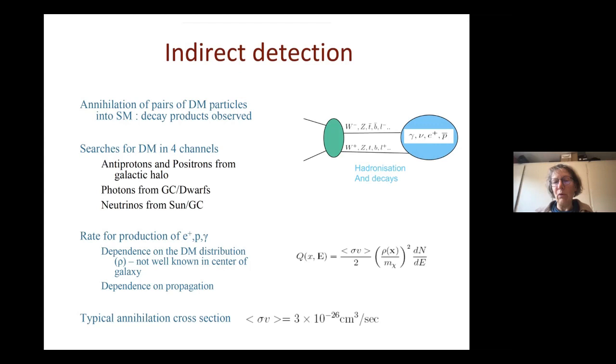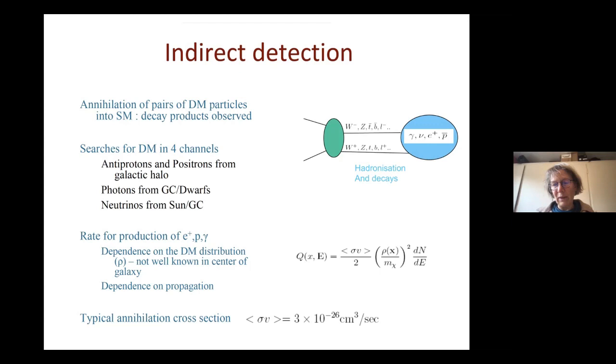So dark matter annihilates, producing W, Z, top, bottom, etc., which ionize, decay, and eventually lead to photons, neutrinos, positrons, antiprotons. All of these have been searched for. All of these depend on this annihilation cross-section, the sigma v, that we know is typically of the order of 3 × 10⁻²⁶ to produce the correct relic density.